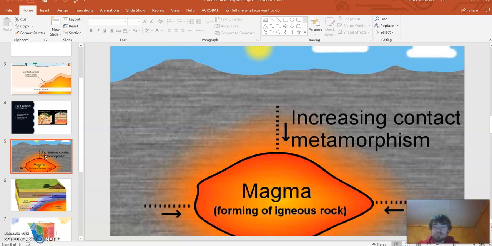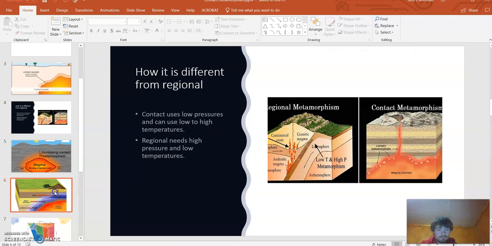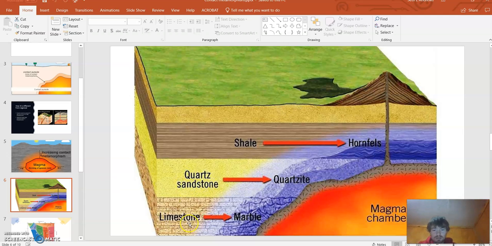Here we have an increasing contact metamorphism picture, which explains how it is done. Contact metamorphism has this circular magma, and as you come down, you increase with the contact. This gives you an idea of, as you get closer to the magma chamber, what type of different minerals are formed.